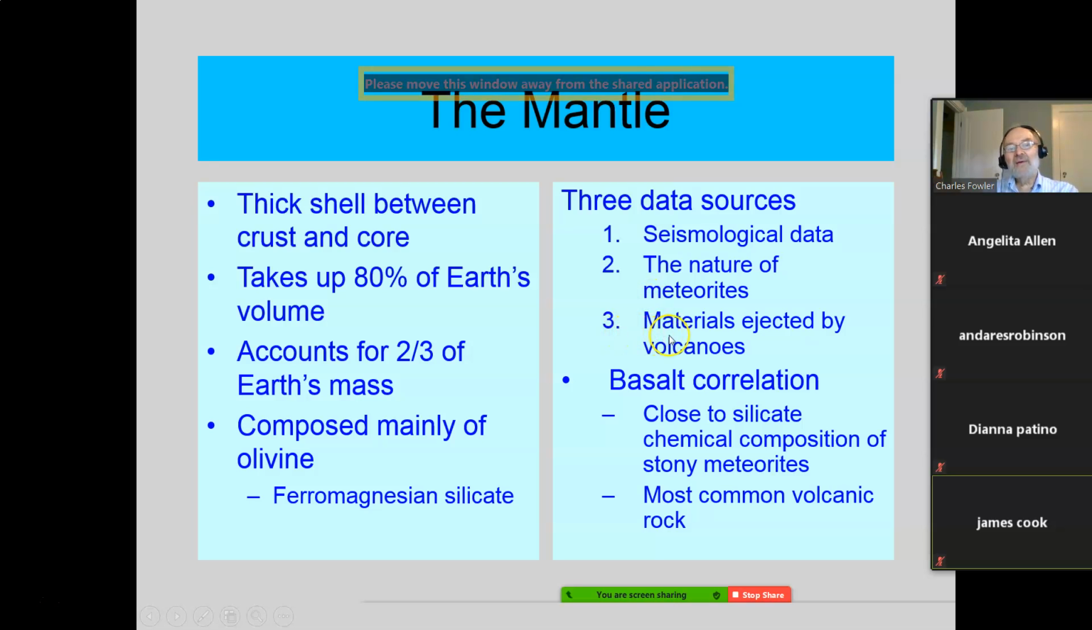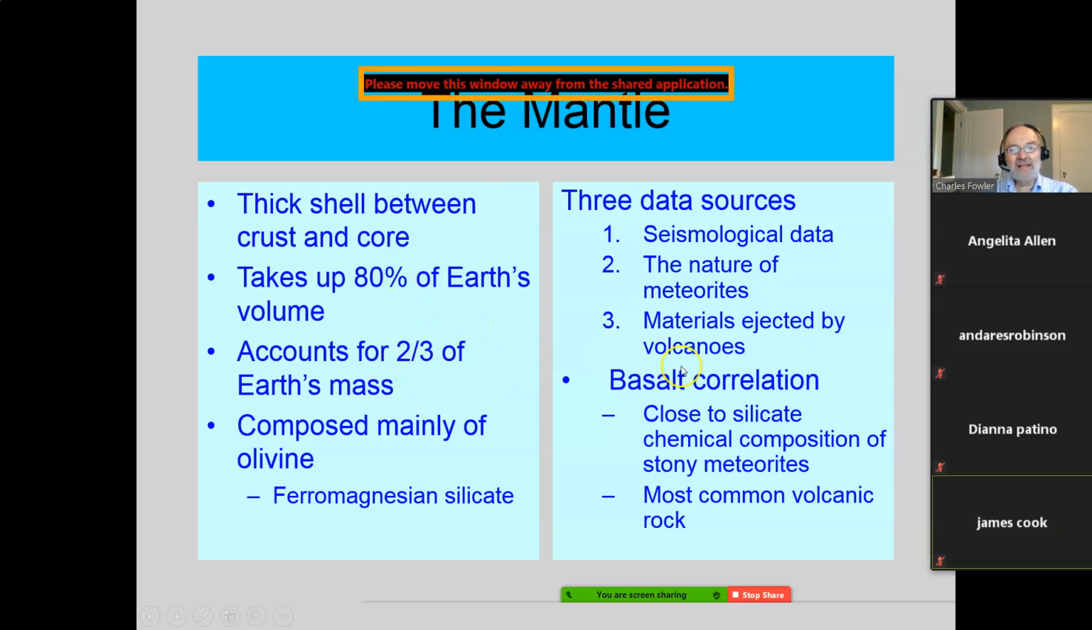The third, materials ejected from volcanoes. Some of these volcanoes, the materials are coming from way deep in the Earth, from the mantle, and when we study what comes out of the volcanoes, that's a pretty good idea of what's inside the mantle.